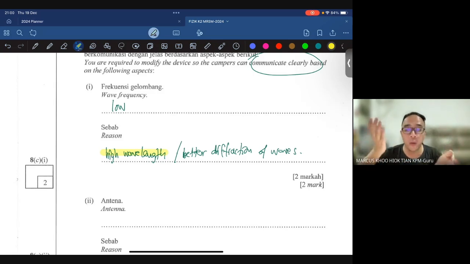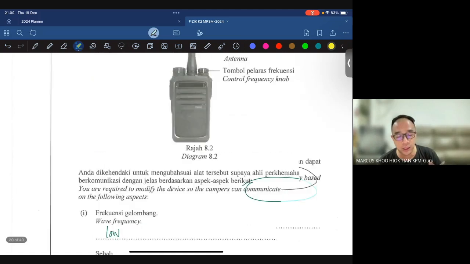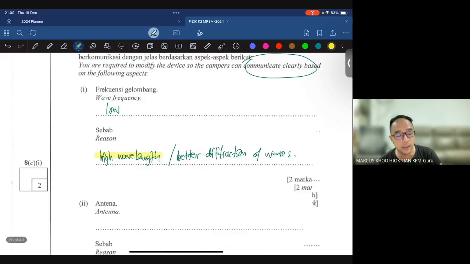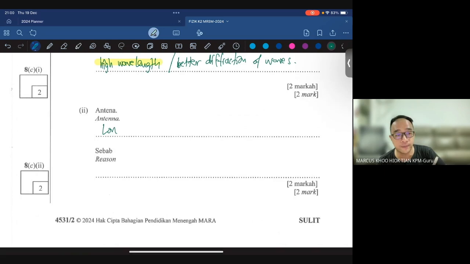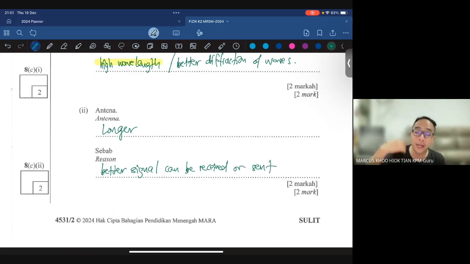Okay, remember the relationship. Wavelength dan frequency adalah berkadar songsang. Okay, kalau satu tinggi, satu rendah. Okay, antenna, obviously, kalau kita tengok antenna ni, punyalah kecil. Okay, let's have a longer antenna lah. Okay, why do we want a longer antenna? Okay, better signal. Better signal can be received, or sent. Kamu boleh hantar dan kamu boleh terima signal yang lebih baik.